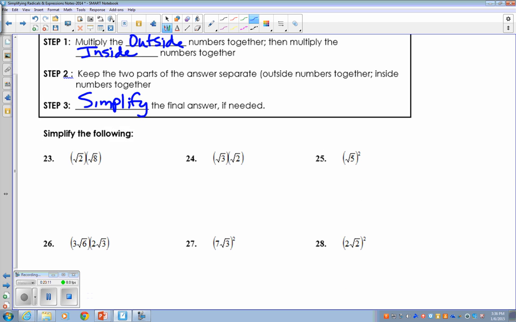So, who gets multiplied together on 23? The 2 and the 8, because they're both inside. Does that make sense? All right. What is 2 times 8? 16. And what's the square root of 16? And that is your final answer.